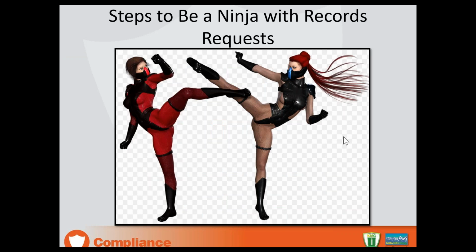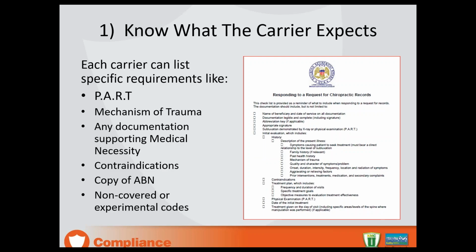So let's talk about how to get out on the right foot, be a ninja with your record requests. And I think that every person who deals with records in the office needs to be aware of this information. And as we say with all things, please, please, please begin step 1 by knowing the rules of the carrier that you're billing in the first place. This is an example of what Railroad Medicare would like to see.